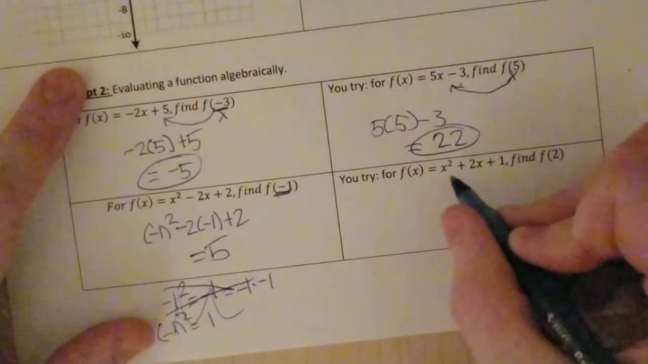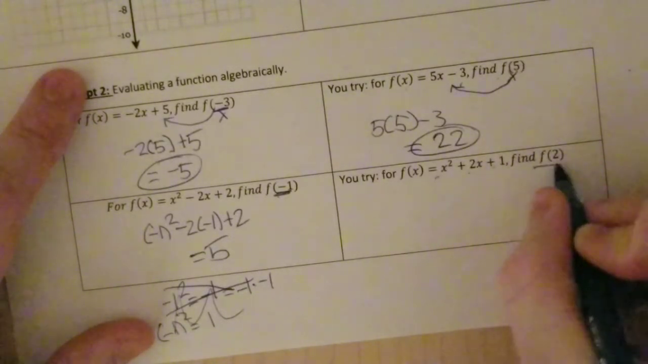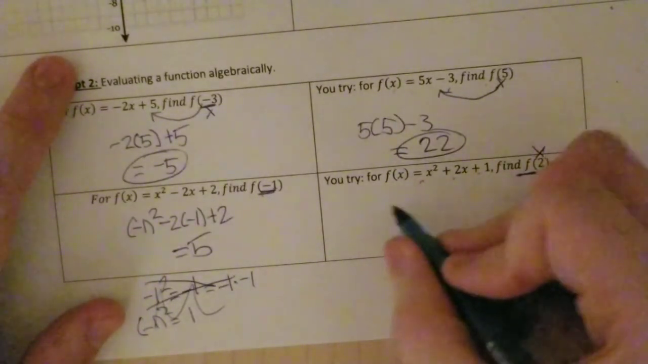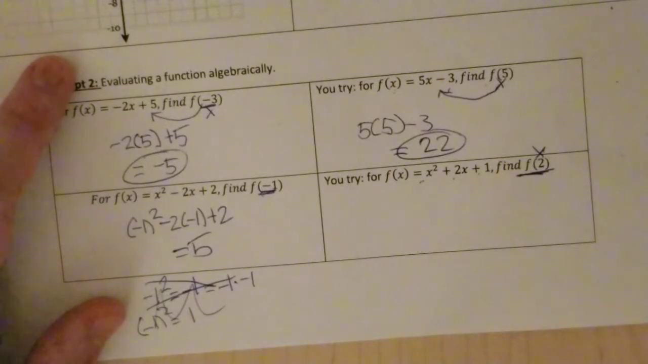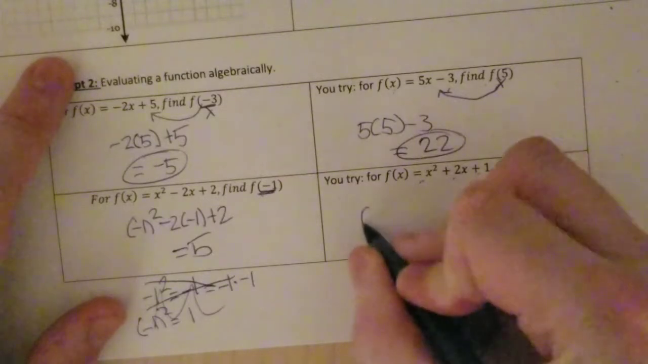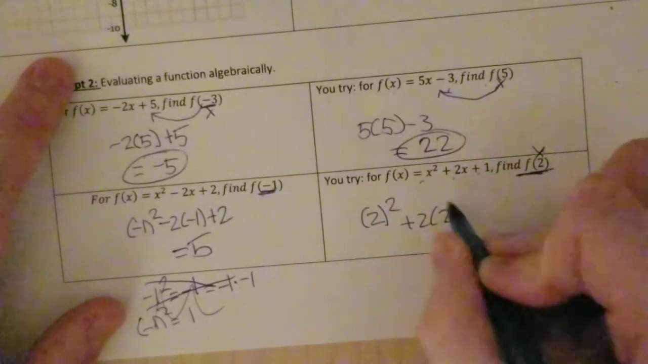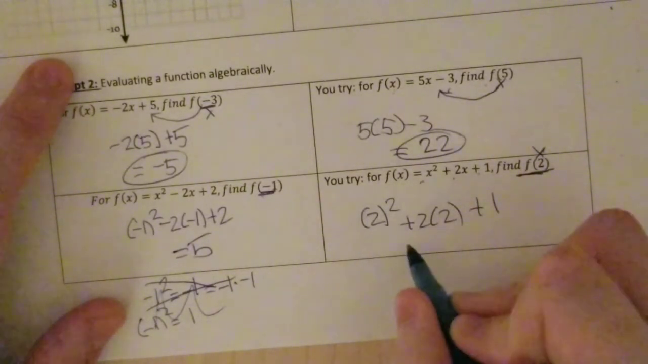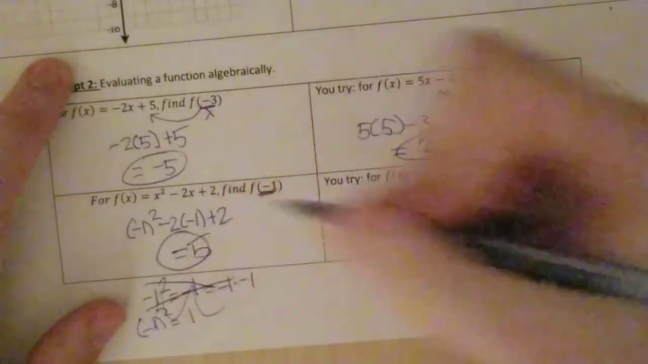So then let's look at our final example. So we have x squared plus 2x plus 1. They want you to find f of 2. So how about you guys give this one a try on your own and see what you get. All right, if you gave it a try, you should have had 2 squared plus 2 times 2 plus 1. So if you work that out, you should have got 9, and that would be your answer.